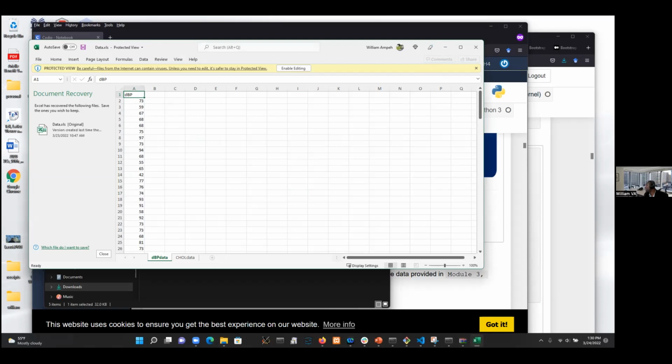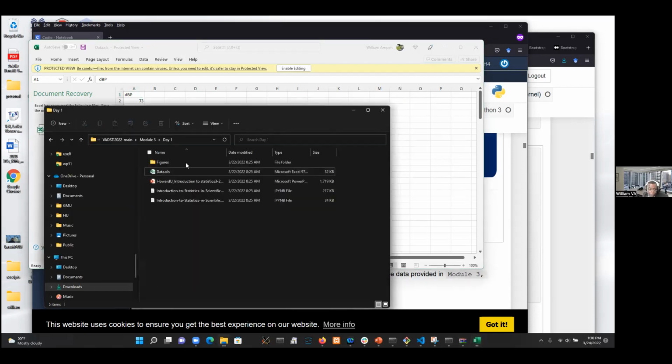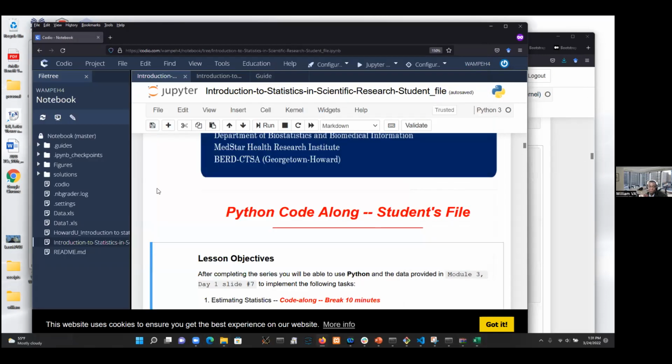So you can actually get that from the GitHub, or you can get it from Codio. If you don't have Jupyter Notebook set up, then Codio will be the place to go, because the files are all there, and all you do is click on it and you get it. Mine might take a long time to start, so in the interest of time, I'm just going to move on.